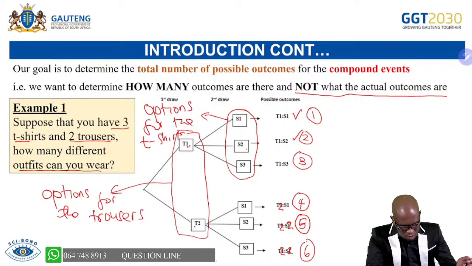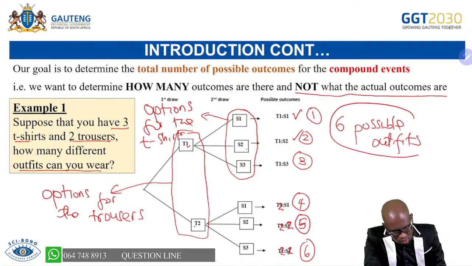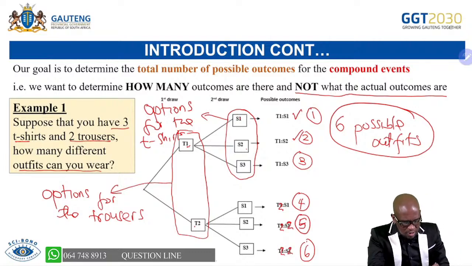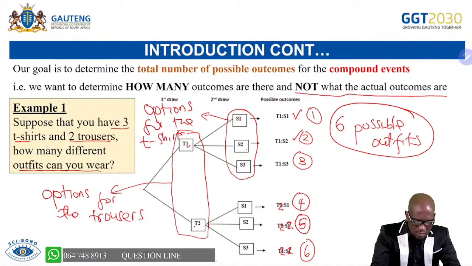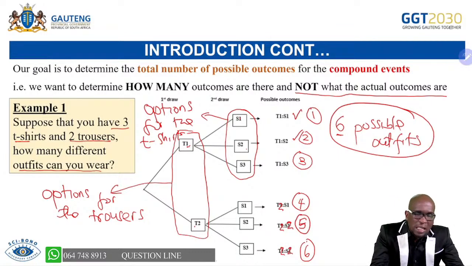So now let me go back here. It's 6 possible outfits. Remember, we are interested in the number of outcomes, not what the actual outcomes are. But fortunately here, we've also been presented with what the actual outcomes are. But we know that they should be 6 because we physically counted them.